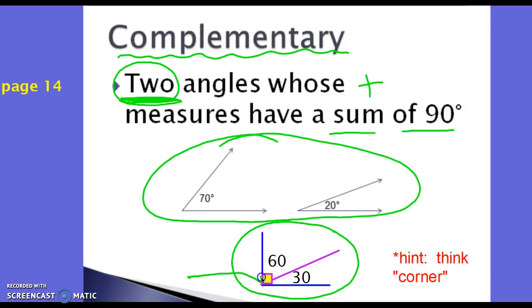Here's another example of complementary angles. We see this little yellow box that says we know that's a right angle, which is 90 degrees, so obviously these 2 angles here add up to 90. A way to remember complementary is that complementary starts with a C, and for complementary angles you could think corner, like the corner of a room or the corner of a wall, 90-degree angles.